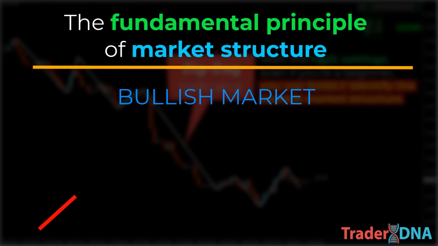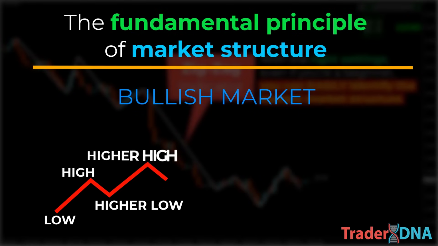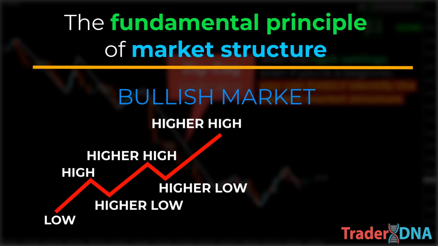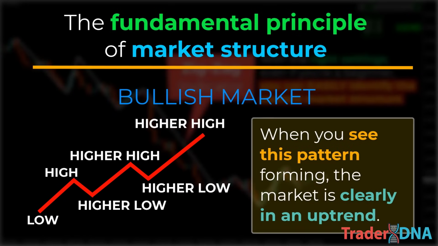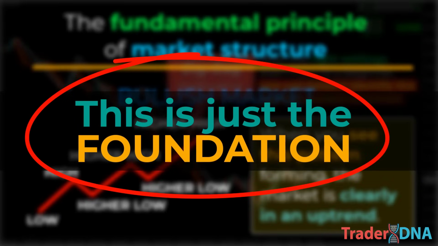Bullish market, the sequence is low, high, higher low, higher high, higher low, and higher high. Spot this structure? That means the market is in an uptrend. Sounds simple, right? And if you've been following Trader DNA, I'm confident you already understand market structure like a pro. But here's the deal. This is just the foundation.